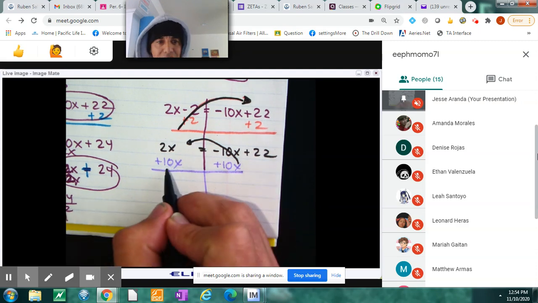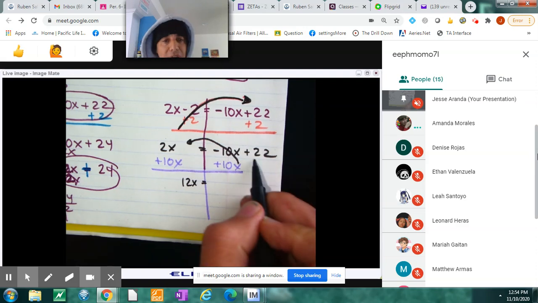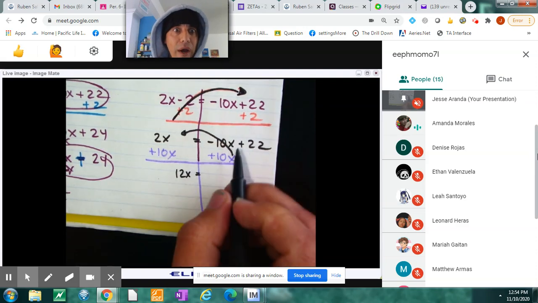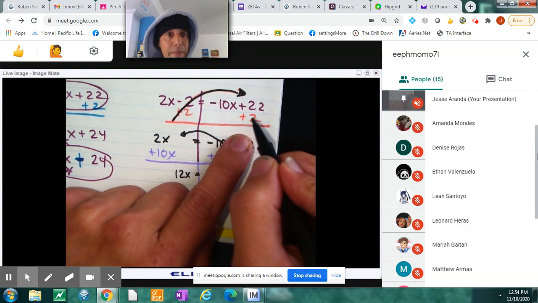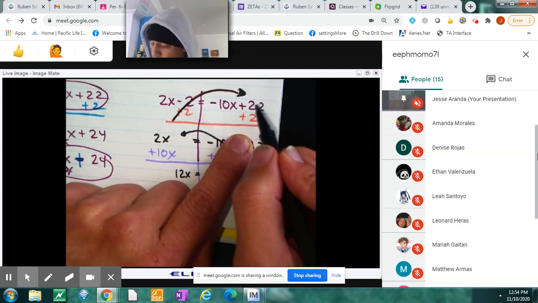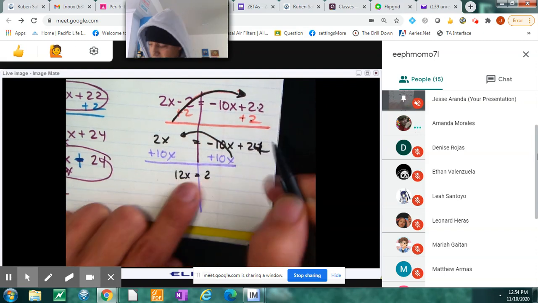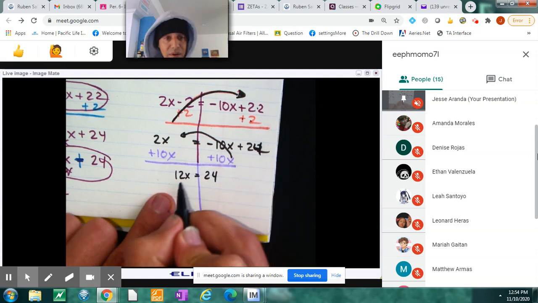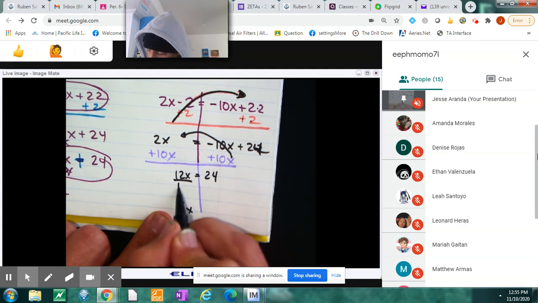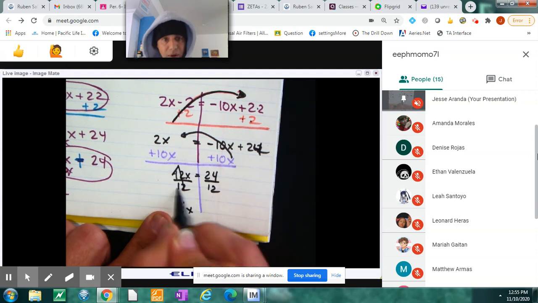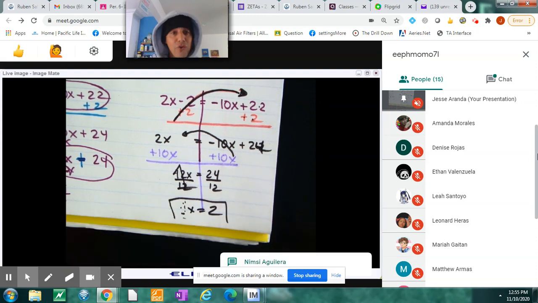What's 2x plus 10x? 12x. Very good. 12. And then what's going to drop down? Right. Oh, but see, I made a mistake right here. What did I do wrong? 22 plus 2, I didn't put 24. Yeah, see, I made a mistake. And now I need the x, the invisible one, so I'm going to divide by 12 to get my 1. See that? So what's your answer? Again, 2. You have 2 again.